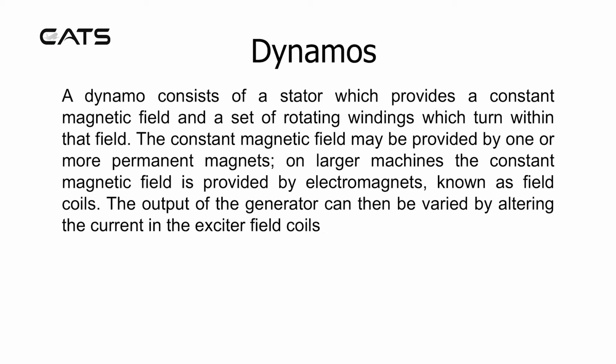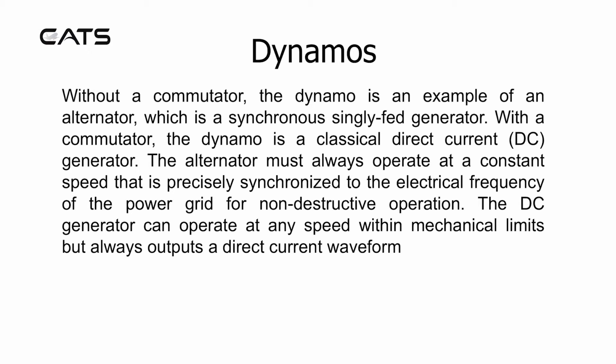On larger machines, the constant magnetic field is provided by electromagnets, known as field coils. The output of the generator can then be varied by altering the current in the exciter field coils. Without a commutator, the dynamo is an example of an alternator, which is a synchronous singly fed generator. With a commutator, the dynamo is a classic direct current generator.